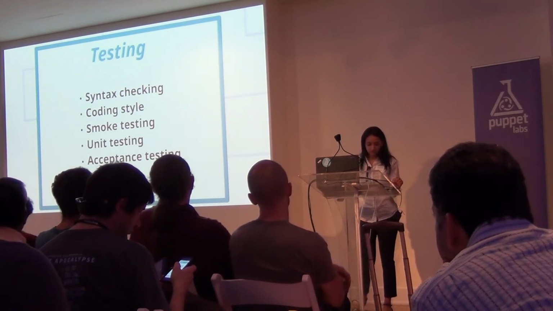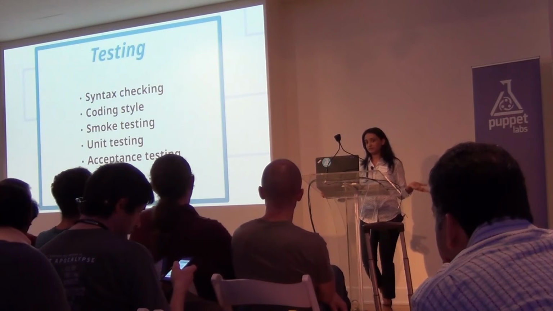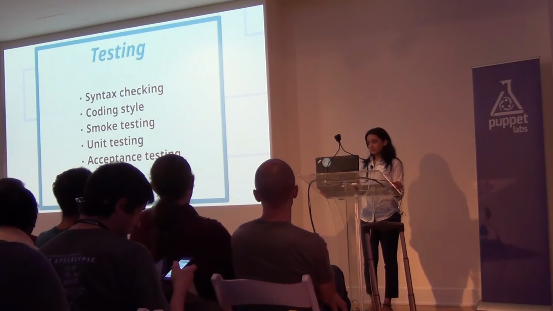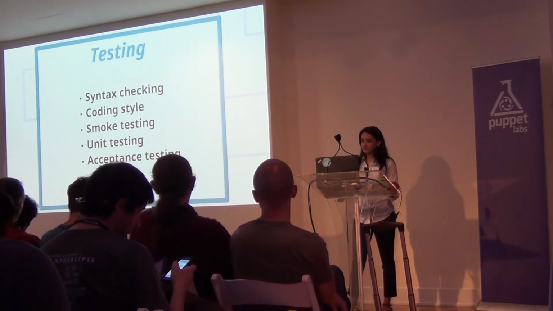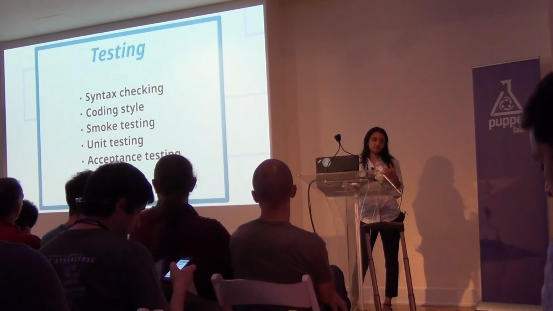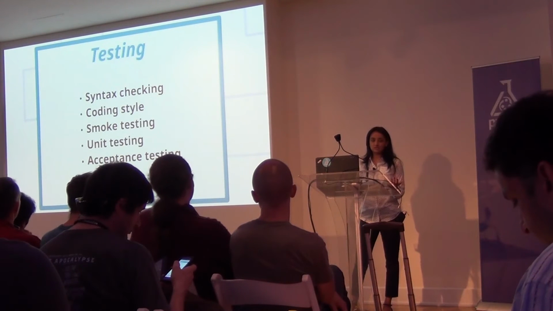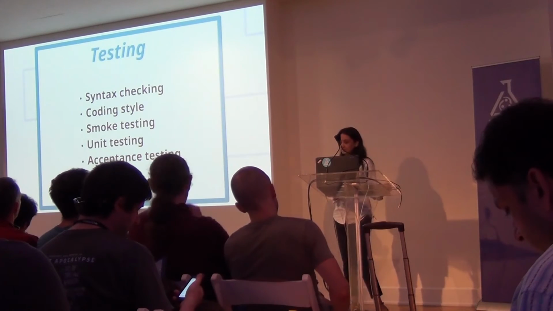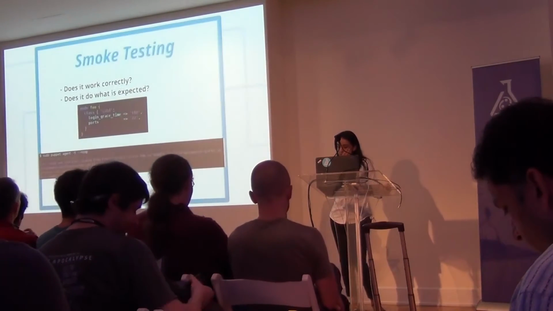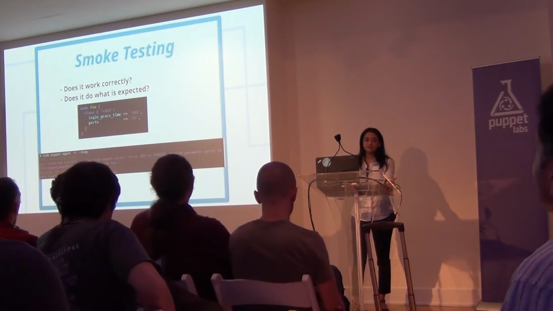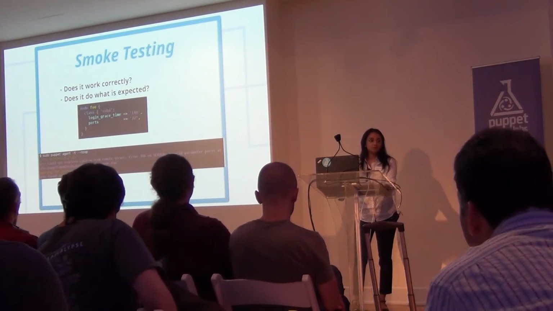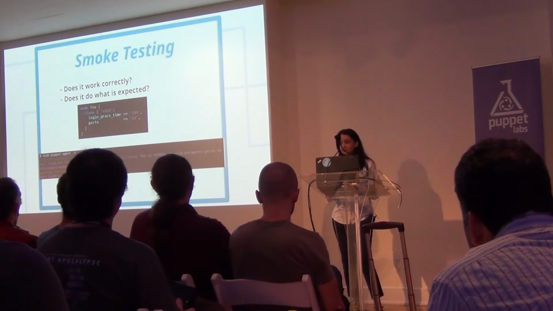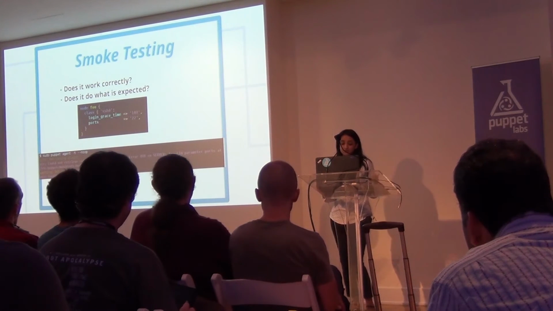So now we have a great module up and running, and we've separated data from code, built up all that kind of stuff. We need to test our modules. There are a variety of tests that you can perform on your modules, starting from checking for your coding styles, smoke testing, to more complex unit and acceptance testing. Smoke testing is a preliminary test that you conduct on your modules to check if you broke something. Does the module do what you expect it to? Does it work correctly?